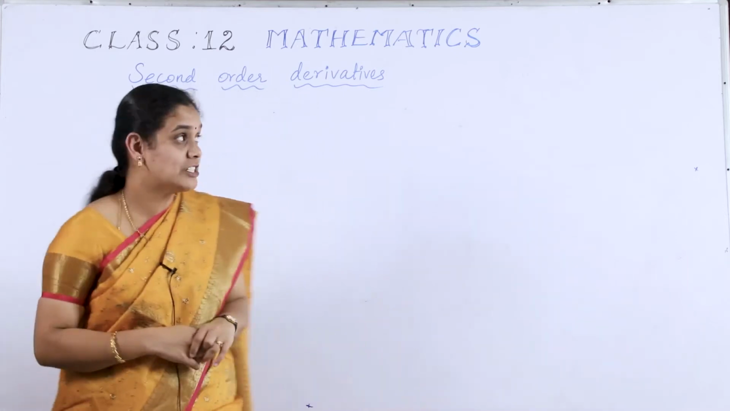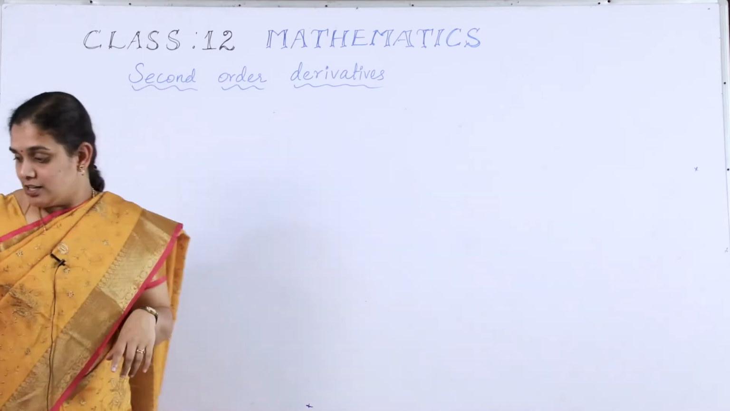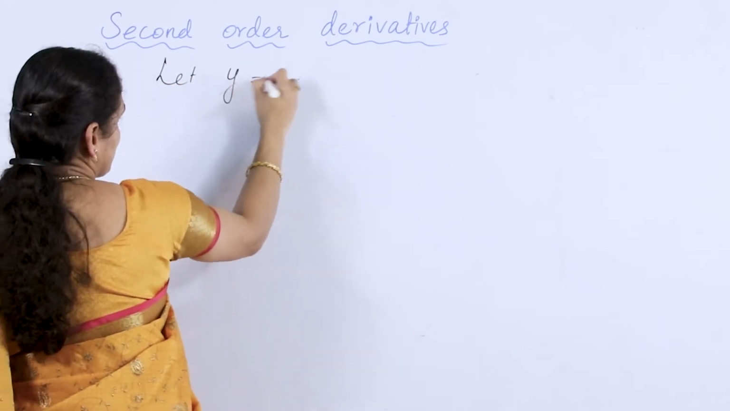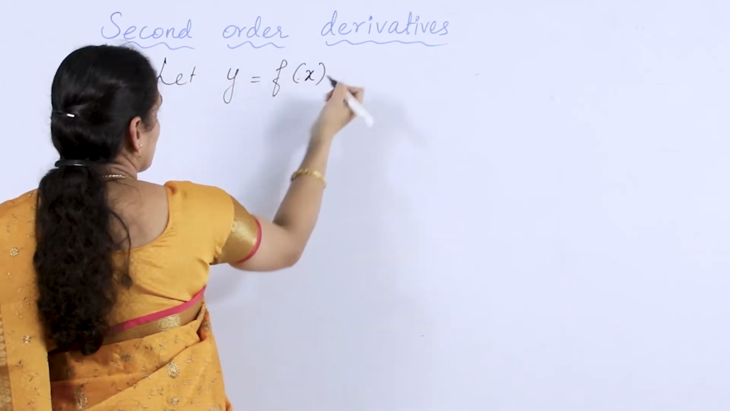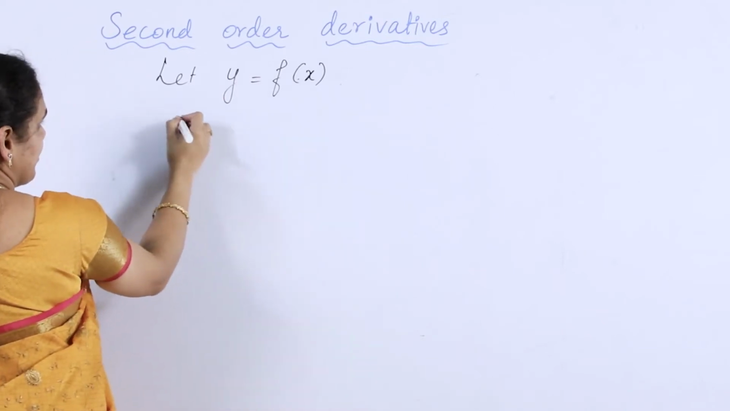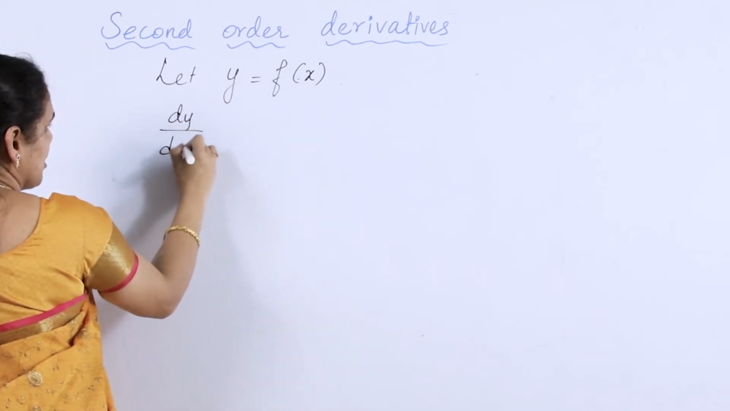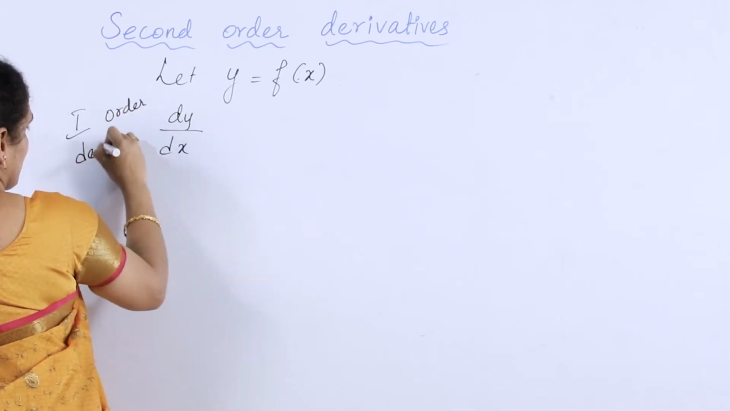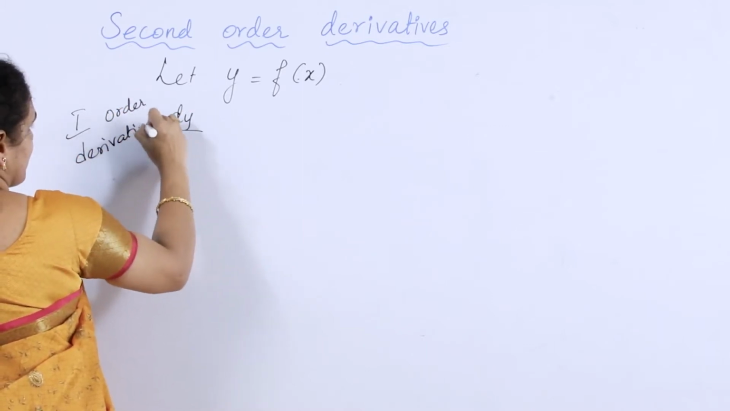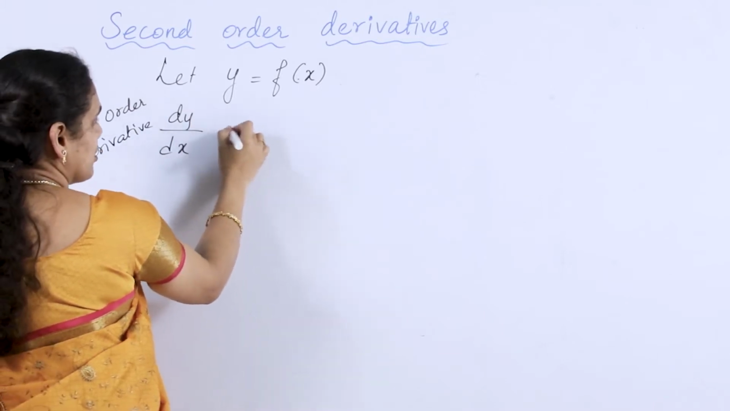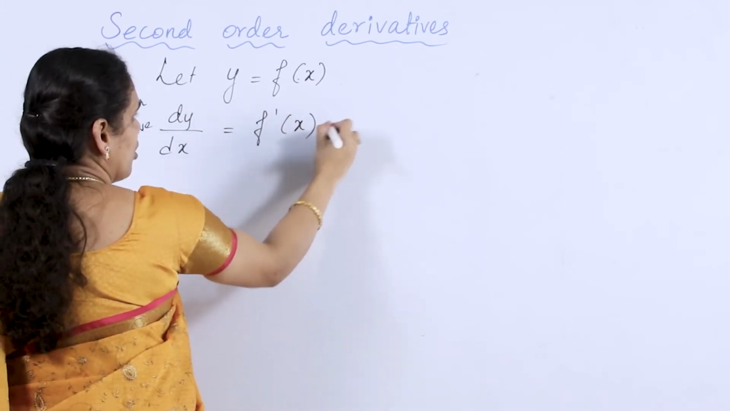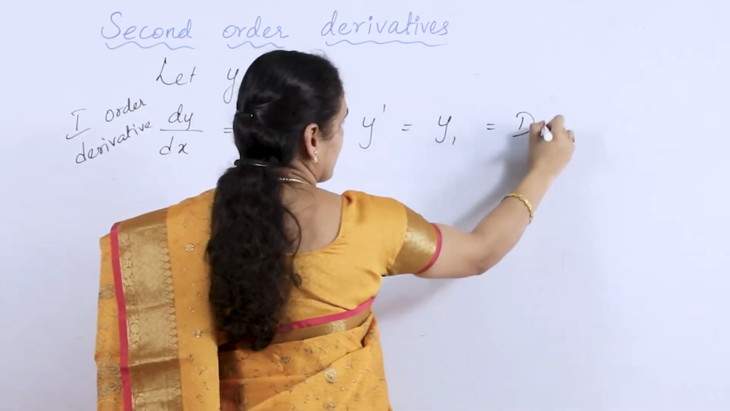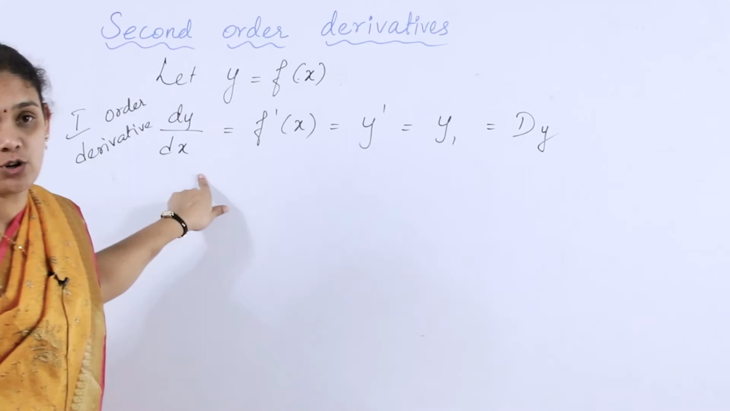In this session, we are going to learn second order derivatives. Let y equal to f of x be a differentiable function, right? Then we define the first order derivative as dy by dx. These are called first order derivatives. First order derivative: dy by dx, or f dash of x, or y dash, or y1, or dy. In any way we can represent the first order derivative.